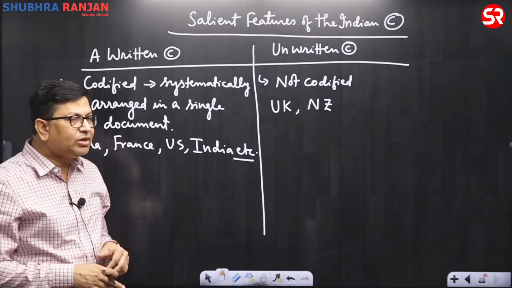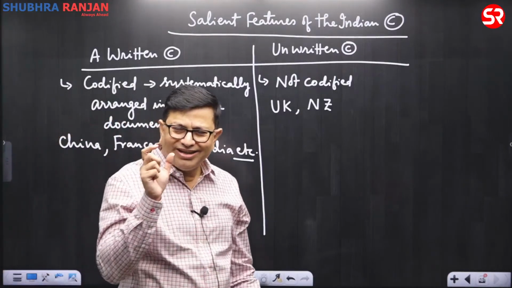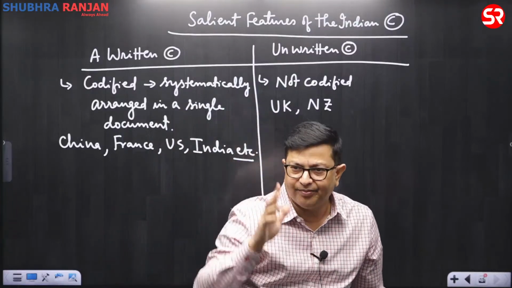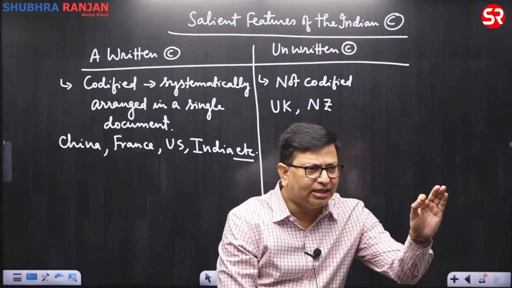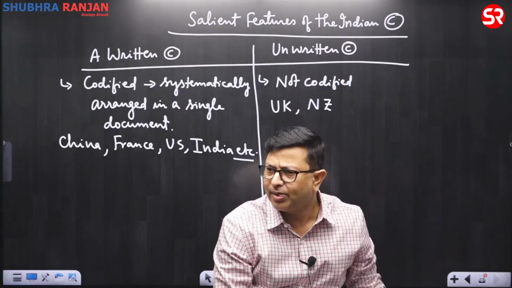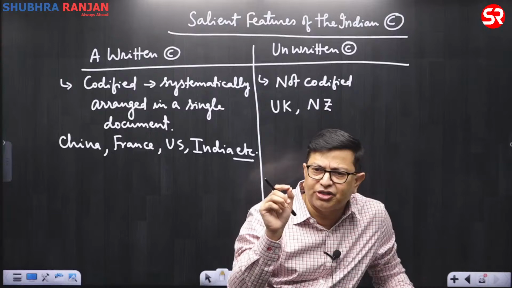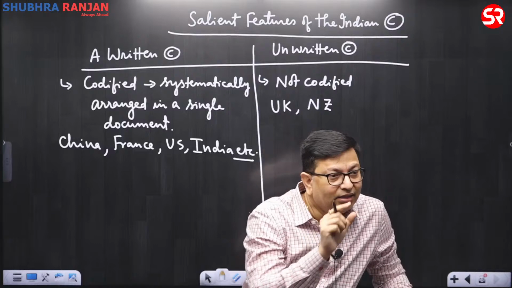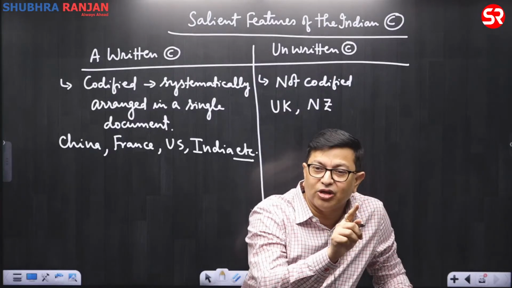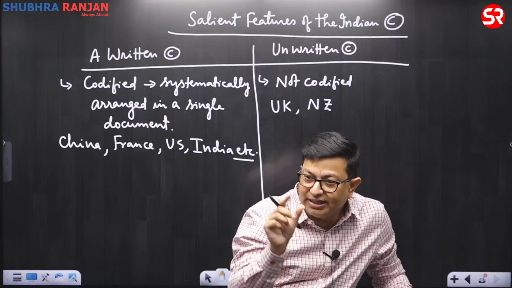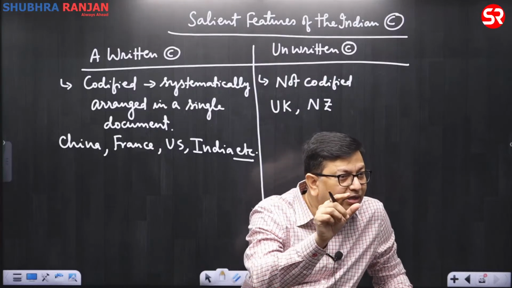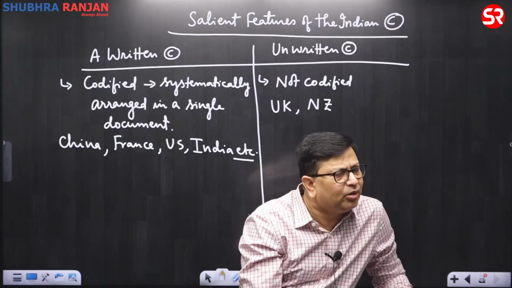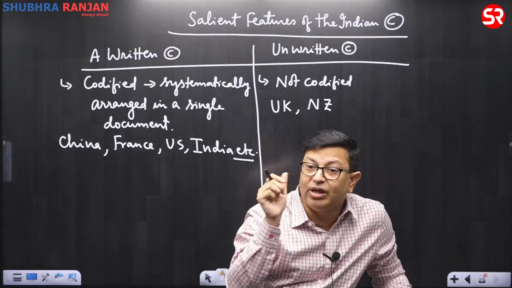Now, you see that you can exactly say that this document is the Constitution of India. This document is the Constitution of United States of America. This document is the Constitution of China. But you cannot say that this document is the Constitution of United Kingdom. This document is the Constitution of New Zealand. It does not mean that the things have not been written down. They are there, but not at one place.